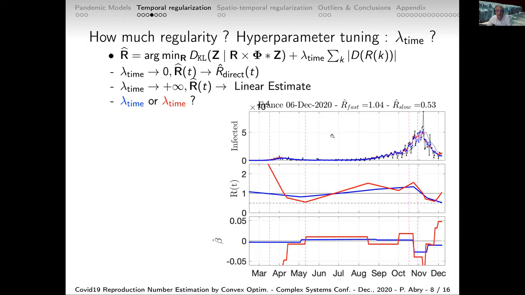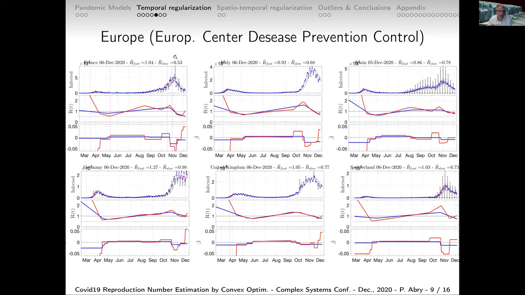So this is the estimate we have based on this convex optimization based on a proximal algorithm, and these are the results we get. So these are for six European countries. The data are taken from the European Center for Disease Prevention and Control. This is a European authority gathering data for 210 countries in the world, and here are the estimates for France, Italy, Spain, Germany, UK, and Switzerland.